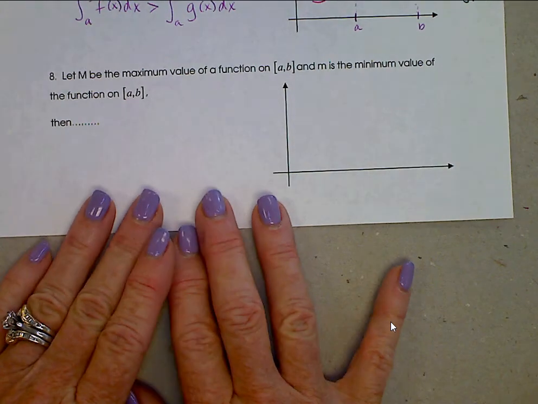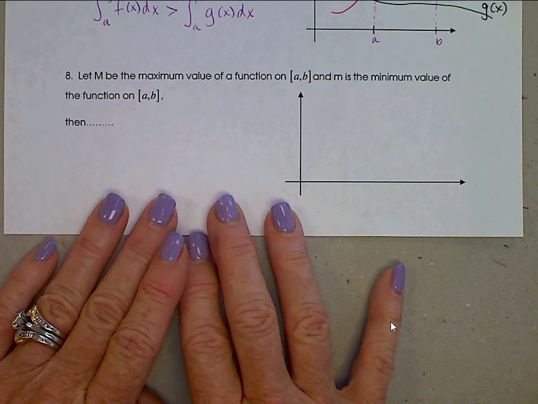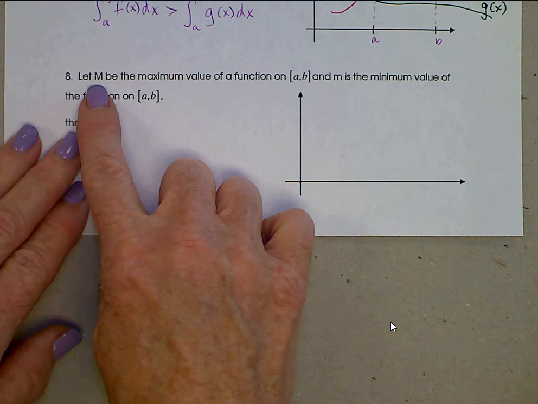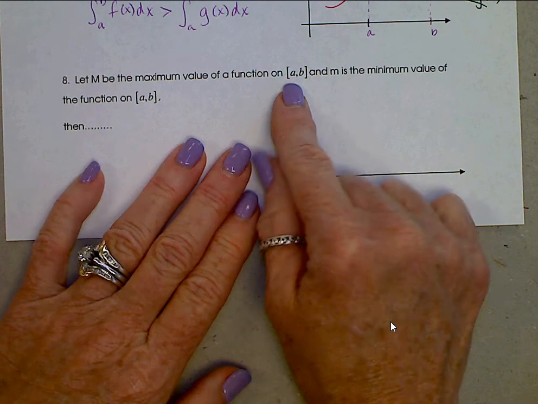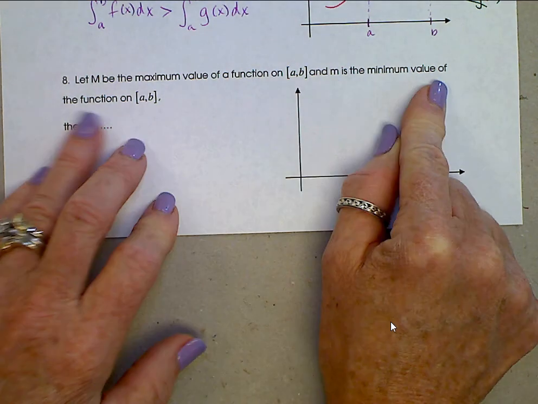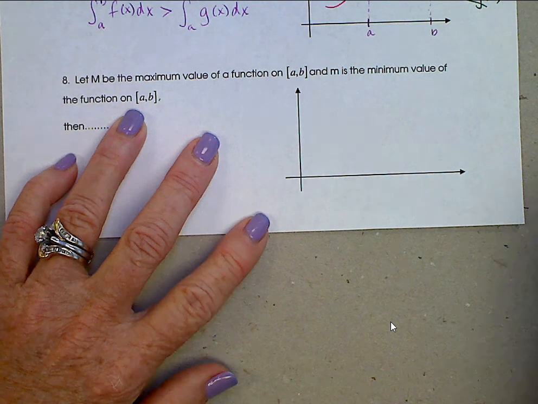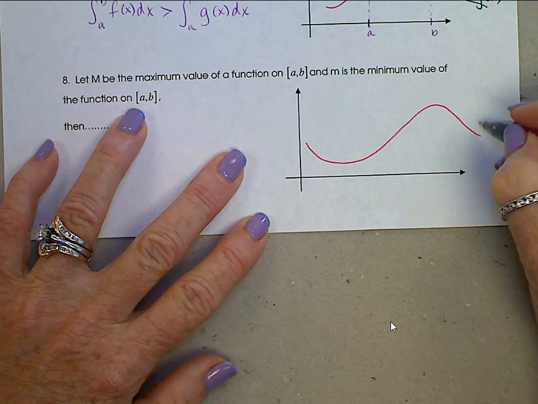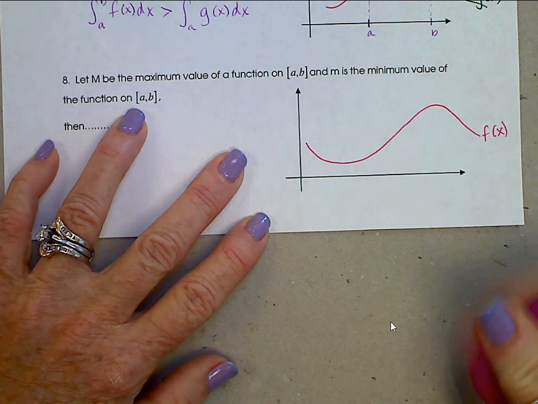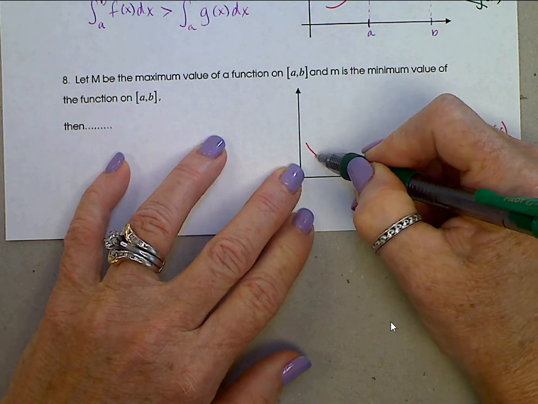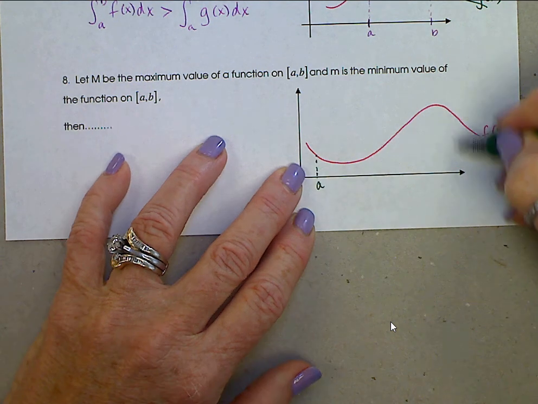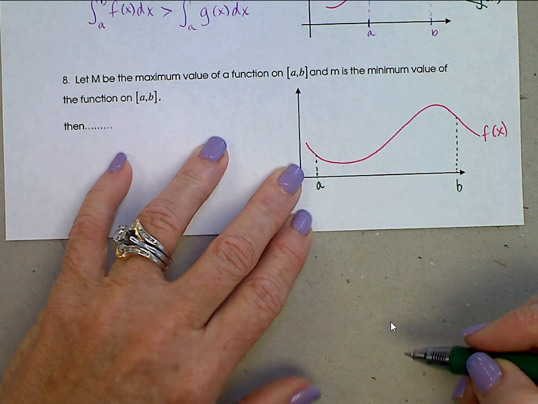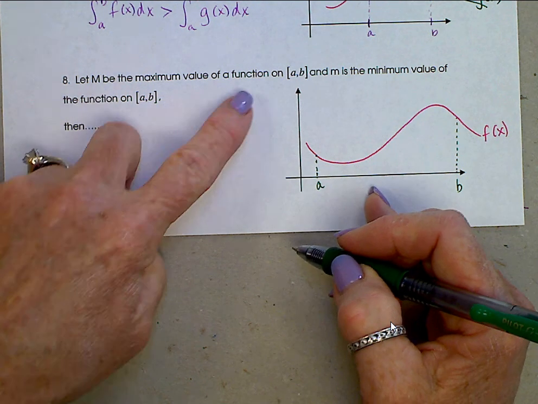This last property, not a difficult concept, but there's a lot going on in here, and once we put a visual to it, it will be pretty clear. So let capital M be the maximum value of a function on a to b, and little m be the minimum value of the function on a to b. All right, so let's just get this much information up here. Here's some function, f of x, and let's set up some interval from a to b.